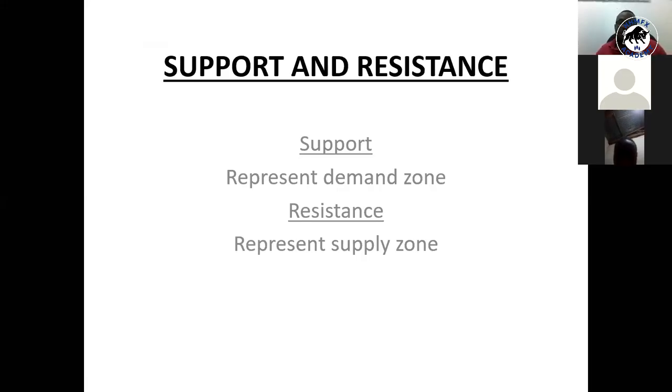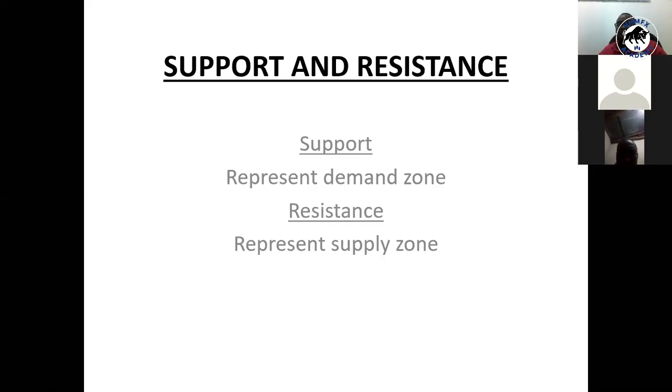Support represents the demand zone. All of you know about that. Support represents the demand zone. It's where buyers put their position or trigger their position in the market. Resistance represents the supply zone. It's where sellers put their position or trigger their position in the market. So support and resistance are essential, very important zones in the market, because it's where sellers and buyers put their position or trigger their position.